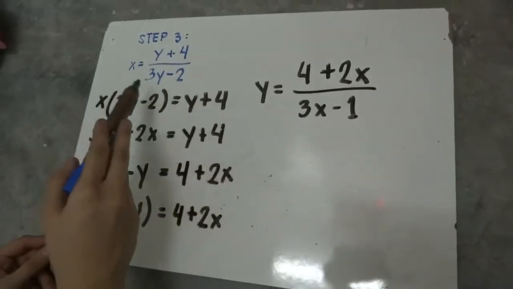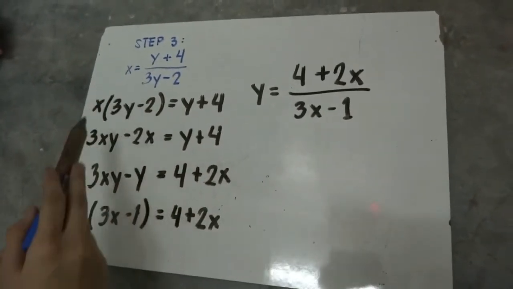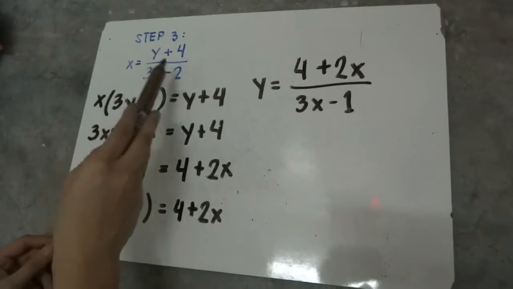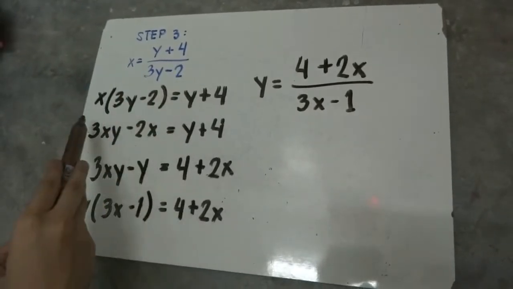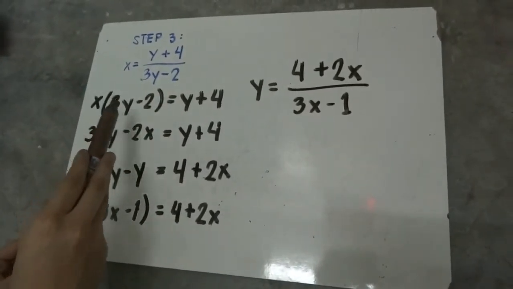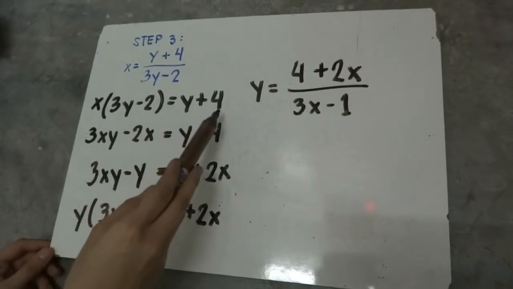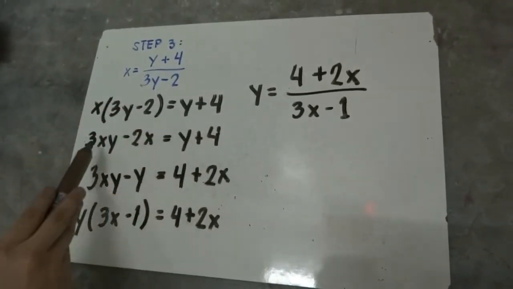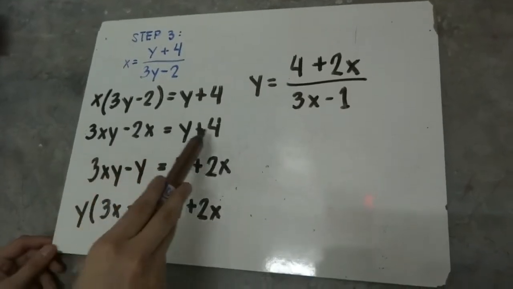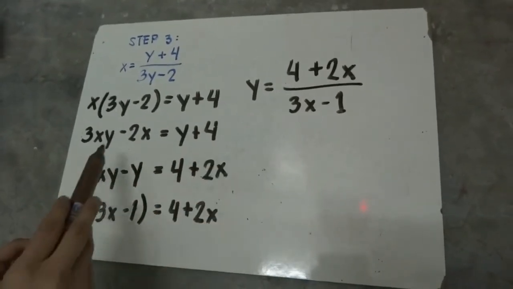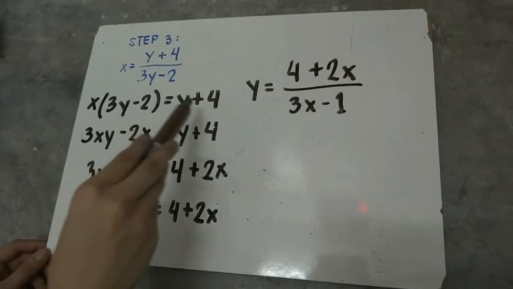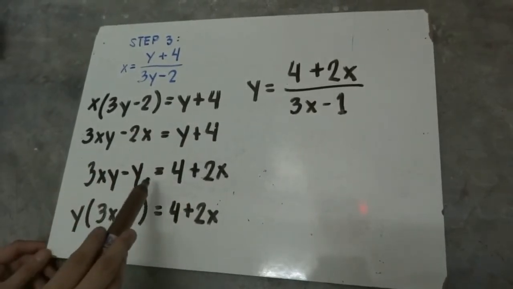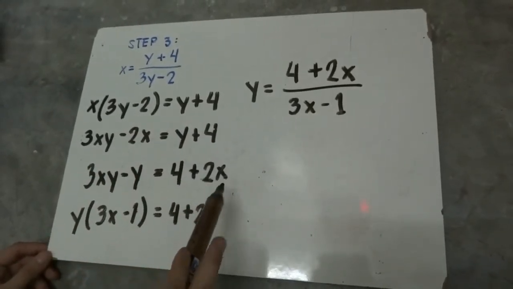Step 3 is to solve y in terms of x. So the equation x equals y plus 4 all over 3y minus 2 will become x multiplied to the quantity of 3y minus 2 equals y plus 4. Then we will distribute x to both terms, so it will become 3xy minus 2x equals y plus 4. Next is to combine like terms. So 3xy minus y equals 4 plus 2x.